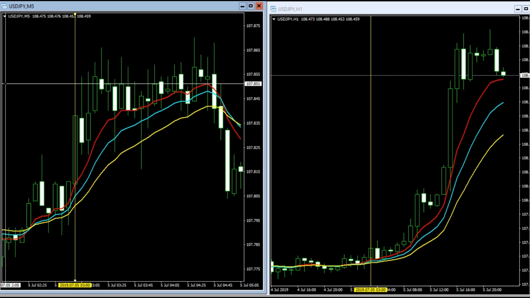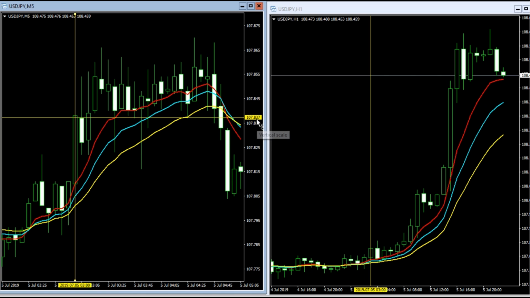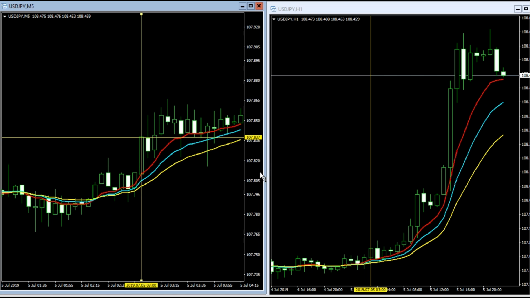I'll place a line there. So this is the open of the next candle. So we buy here at 107.837, and then we place our stop loss below the last low. So this was the last low, and the low was 107.767.